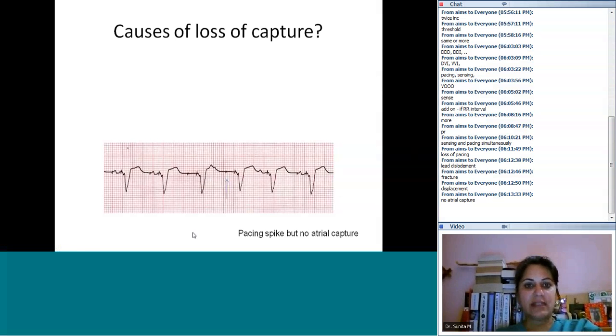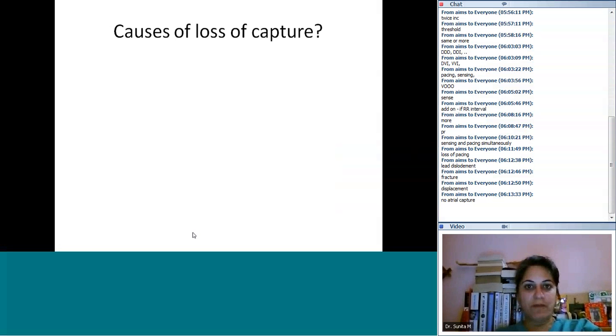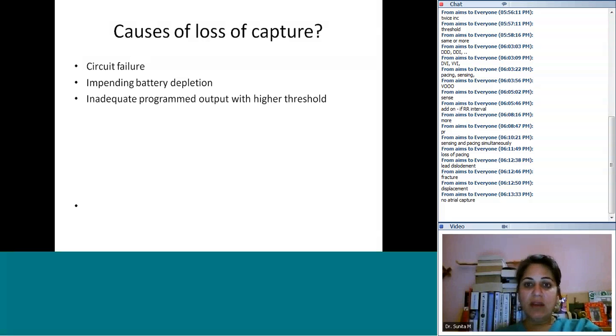So when you get this loss of capture, what do you think of? One, it could be circuit failure. Maybe you're not producing a proper pacing spike. It could be your battery is going, right? Your battery could be depleted. It could be that you're not setting it right. You need more threshold, right? You need more output. Maybe the threshold is higher, so you need a further higher output, right? So maybe your output is not set right.